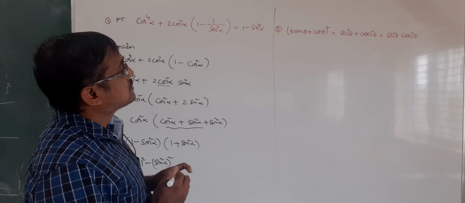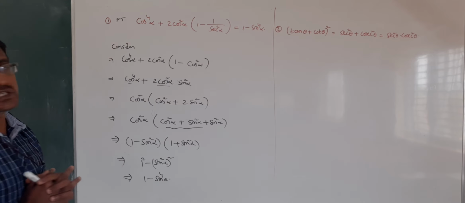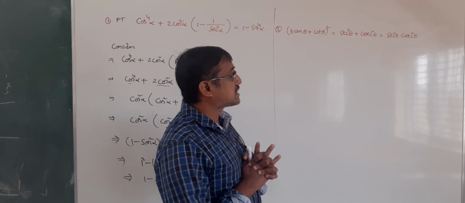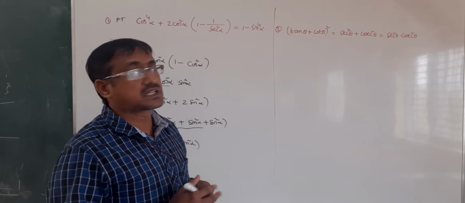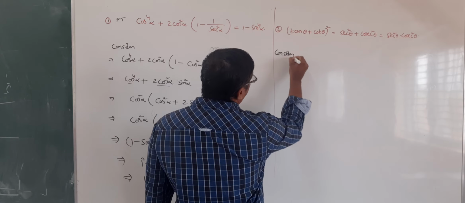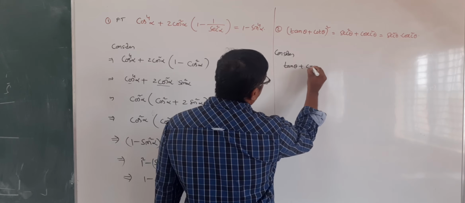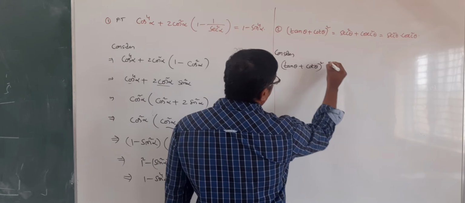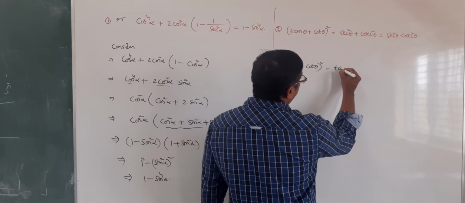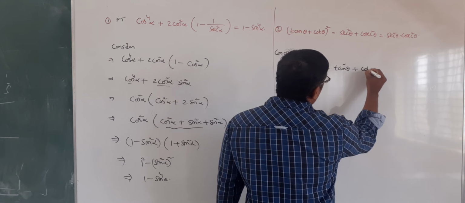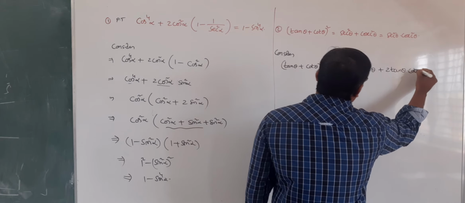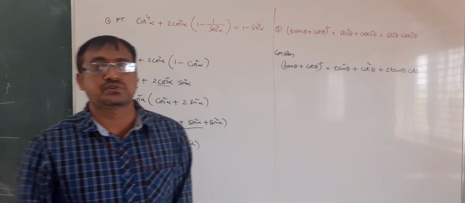Next problem, we have to show that (tan theta plus cot theta) whole square is equal to secant square theta plus cosecant square theta. Further, it is secant square theta into cosecant square theta. So let us consider (tan theta plus cot theta) whole square. This is (a plus b) whole square, so tan square theta plus cot square theta plus 2 tan theta into cot theta. A square plus b square plus 2ab.